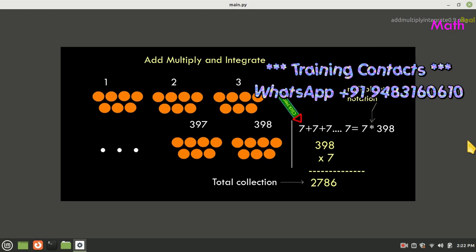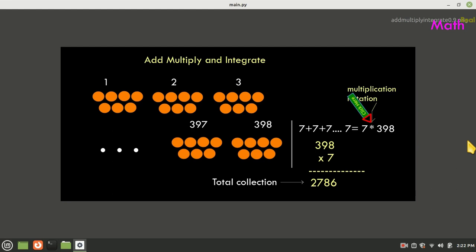A human cannot add 7, 398 times. It's not possible. So we go for another notation called multiplication. It's a dot, star, whatsoever. And now calculation happens in this way. One has to be written in one line, in next line next has to be written, and finally addition is done.